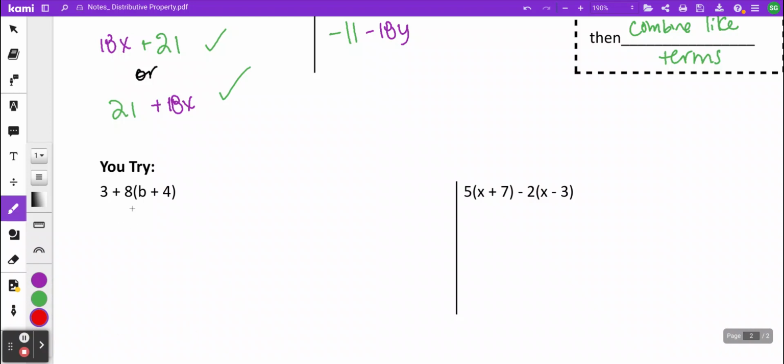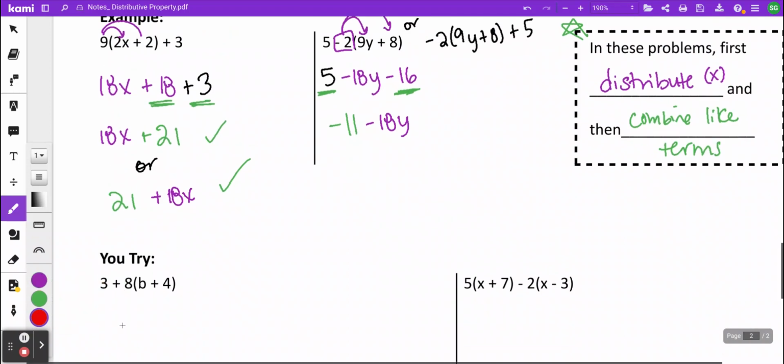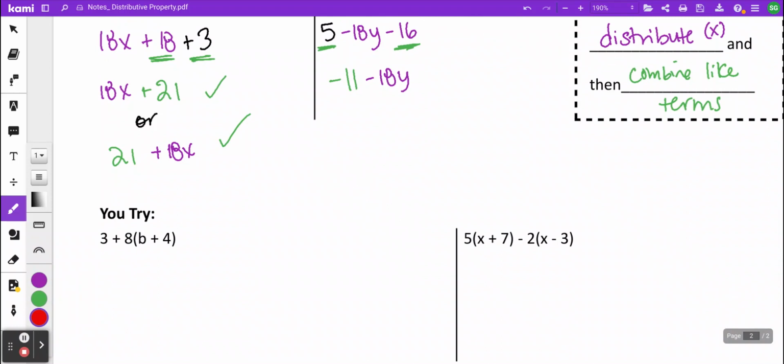This first one here, I think, is very similar to this one we just did, because I see that 3 plus 8. Maybe you really wanted to add 3 plus 8, but we can't. We got to do that distributing first. That 3 should just be copied down, and then I can say 8 times b and 8 times 4 would give me 8b plus 32. After that, we can combine some like terms. I can say 3 plus 32 is 35, and then I have that positive 8b still. This would be our final answer.